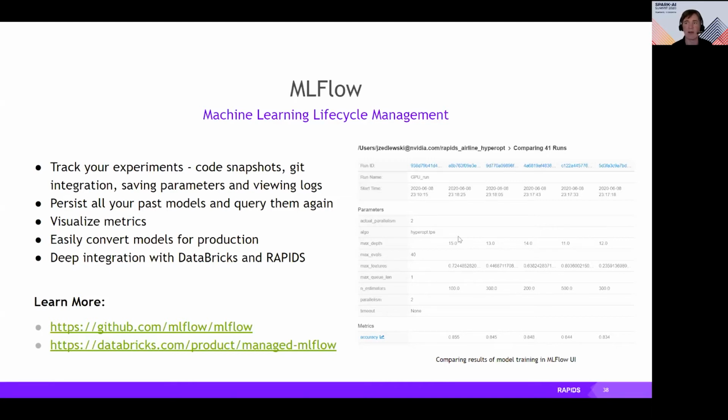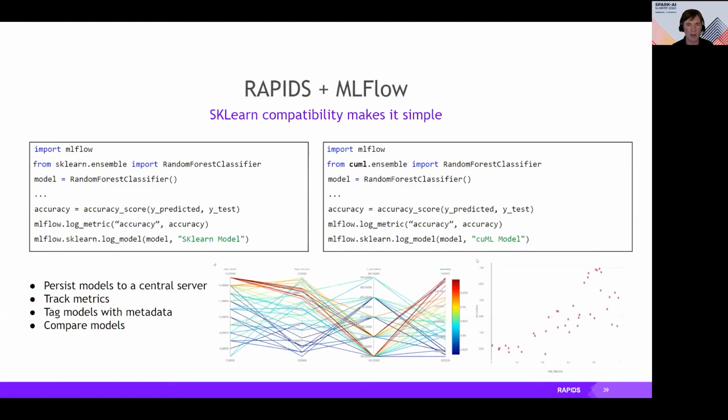It lets you persist your past models in a centralized model management database so you can query them again whenever you need them. You can visualize models side by side like we're doing over here. And you can convert models so that they can be used and deployed in production, which I think is one of the most exciting features of MLFlow. Finally, MLFlow has deep integration with the Databricks platform, and now it has integration with the RAPIDS platform as well. So you can dive much more into MLFlow with either of these links here at the bottom, but we'll also show more about it in the live demo that we have.